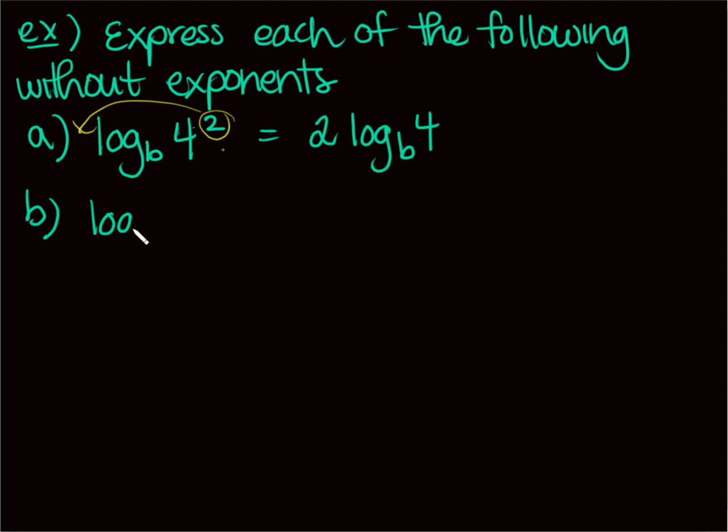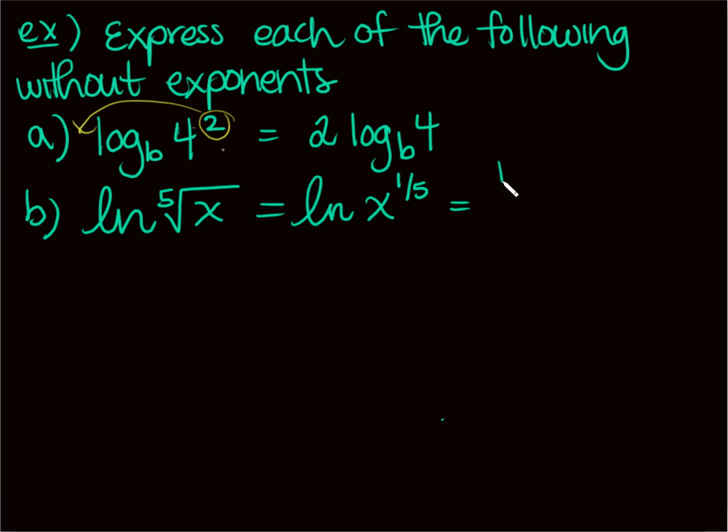What if I had, let's bring in some natural log, the natural log of the 5th root of x? I know I don't have an exponent here, but you kind of get what I mean. Exponent-wise, how do I take a 5th root? This would be x to the 1/5, and then I bring that 1/5 down, and I'm left with 1/5 times the natural log of x.